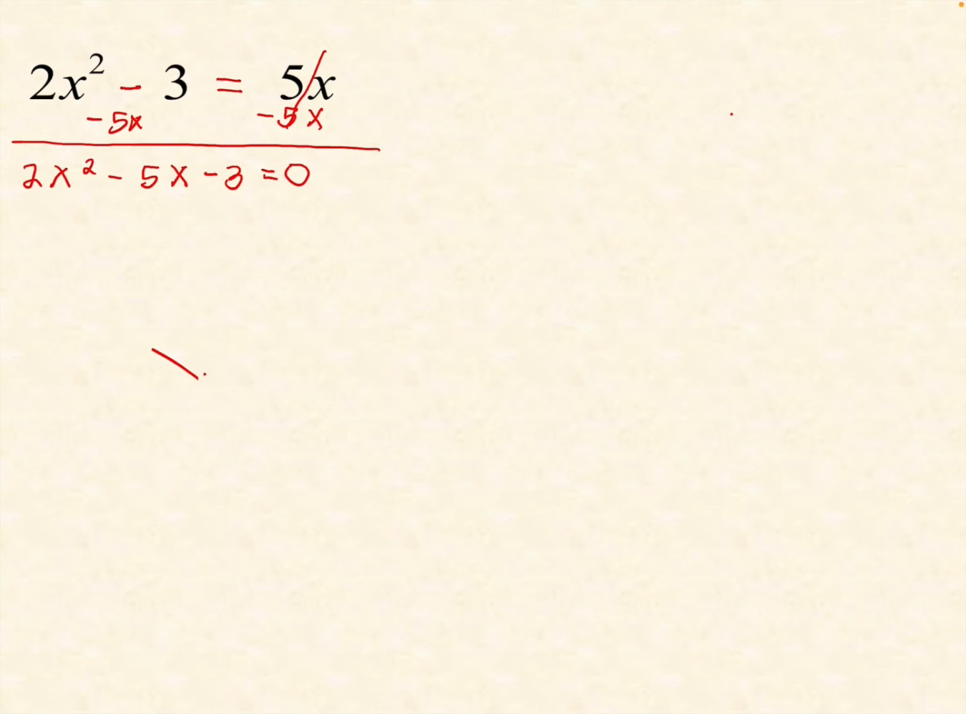Then, since your A, what is our A here? Our A is 2. You need to multiply your first term by the last term. Okay? So, we're going to copy now x squared minus 5x, 2 times negative 3, that is negative 6, is equal to 0.